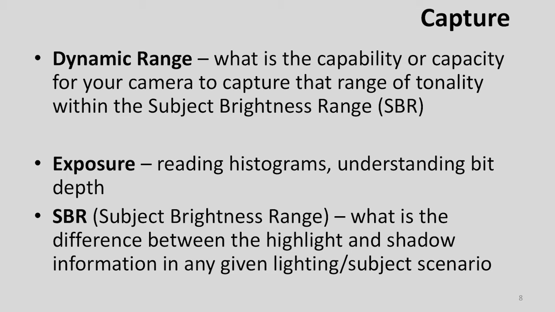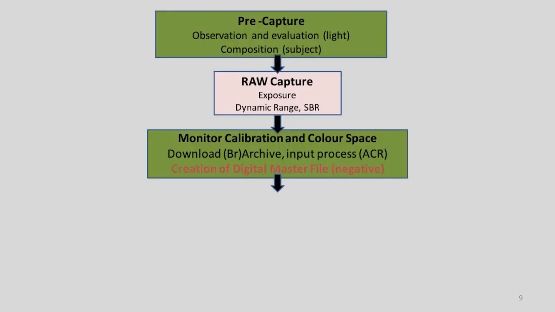So your dynamic range is the capability and the capacity of your camera to capture what range of tonality within the subject brightness range. Exposure is measured through the reading of histograms, and you have developed an understanding of bit depth. But the subject brightness range is the difference between the highlight and the shadow information, and how many steps of tone are in between.